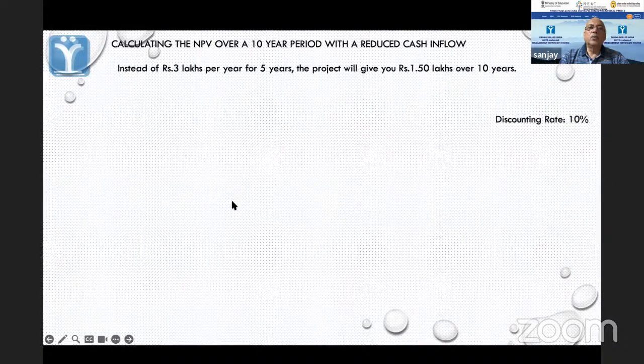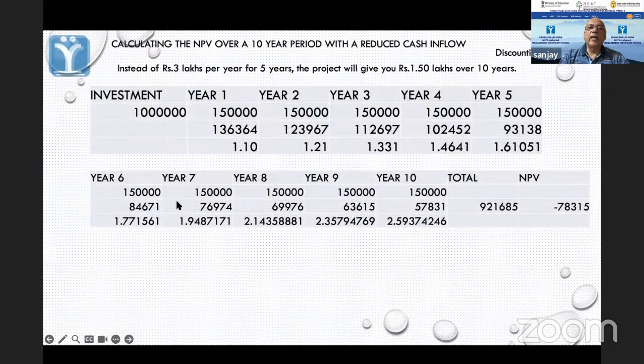Now, we look at the same thing, but now done over a 10-year period. In this 10-year period, once again, we are getting a total of 15 lakhs from our investment at the rate of 1.5 lakhs per year. The discounting factor is the same, 1.10. And we keep doing the same calculation.